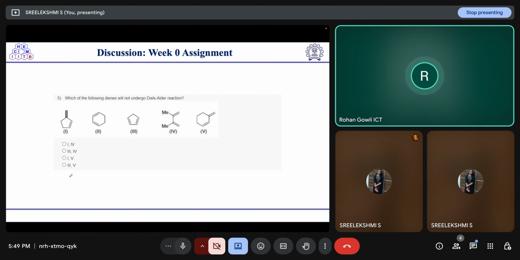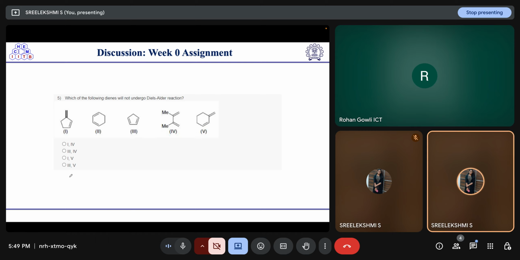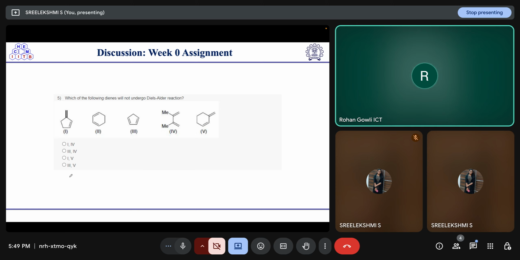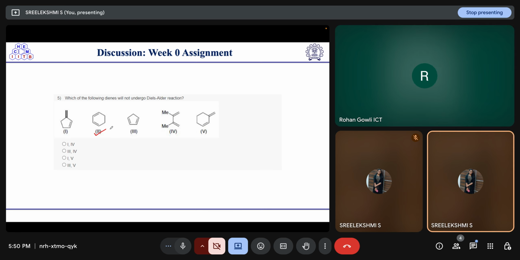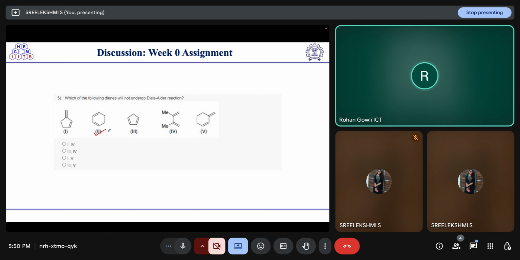I think the second one. Okay, the second one will undergo the DA reaction, because it is a 2 plus 4. Which one will not go? The third one will also go, I guess. And the fourth one will also go. And first and fifth, I don't think so.